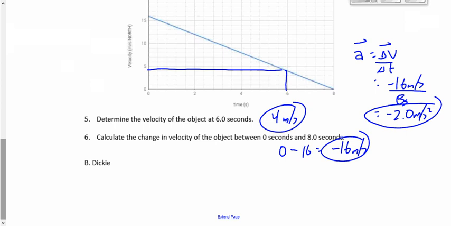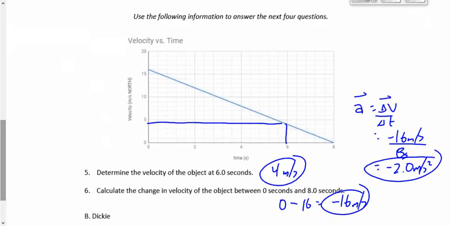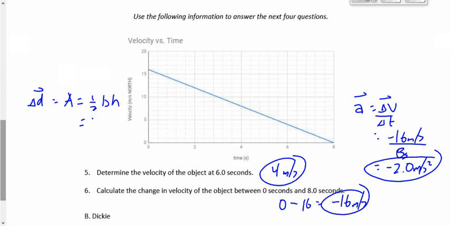And finally, the displacement. Well, this one's easier because it's just one nice little triangle here. The displacement, or the area, is equal to 1/2 base times height. And the base here is 8 seconds, and the height is 16 meters per second.